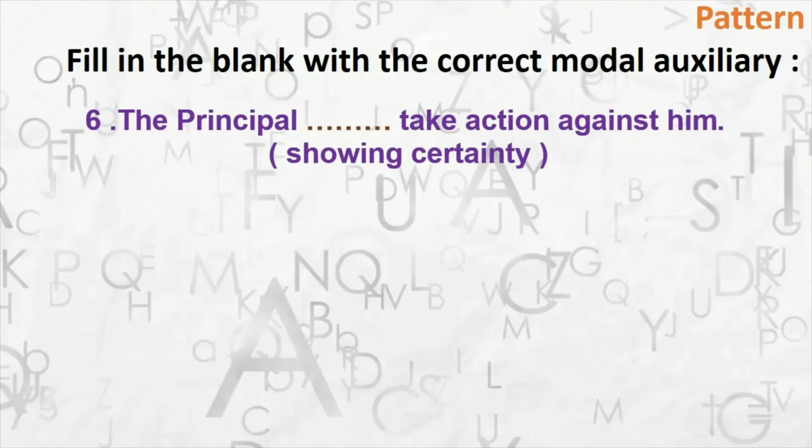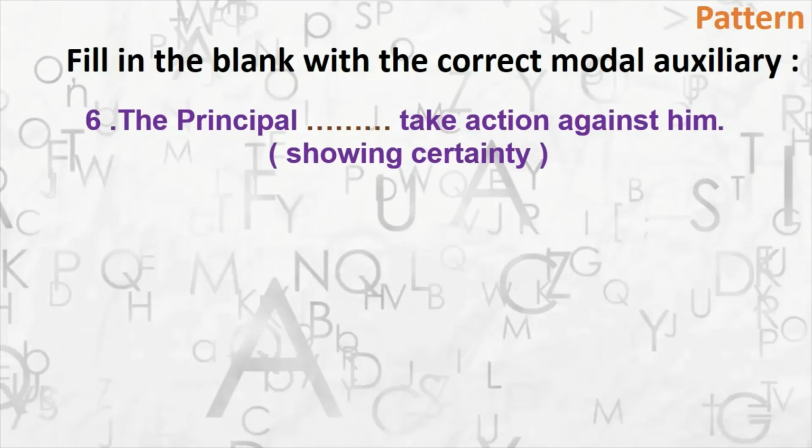Let us now move on and talk about pattern 2, which says fill in the blank with the correct modal auxiliary. So you have to use the correct modal auxiliary verb. Now what are modal auxiliaries? Let me remind you. It is be, is, am, are, being, been, etc. Okay, so let's take a look at the example sentence. The principal dash take action against him.